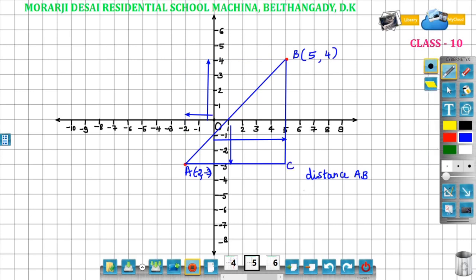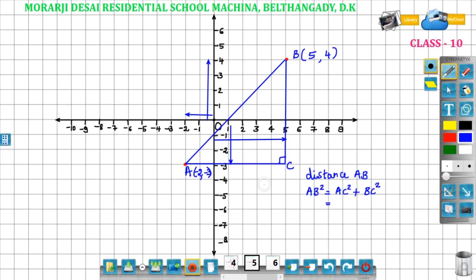Now triangle ACB is a right triangle. What is the distance AC, which is parallel to the x-axis? So subtract the x coordinates. AB square is equal to AC square plus BC square.